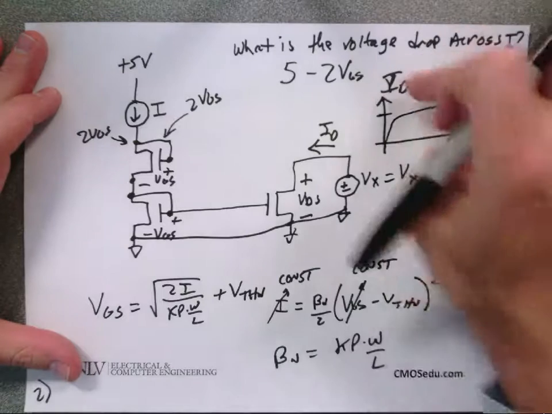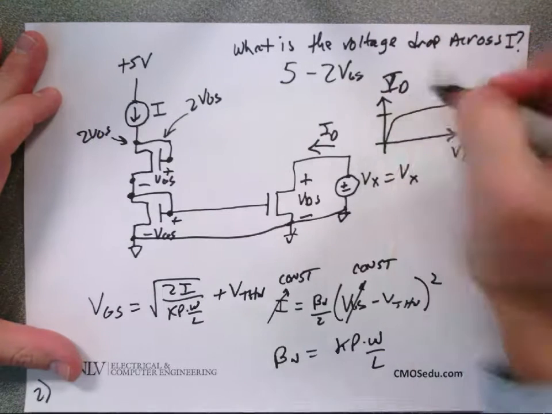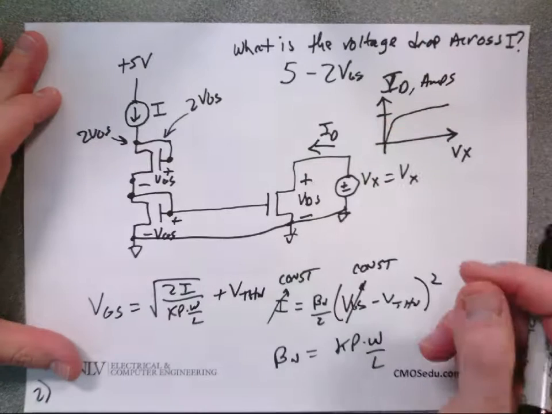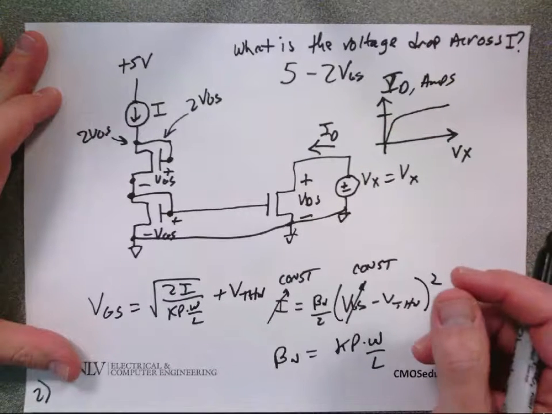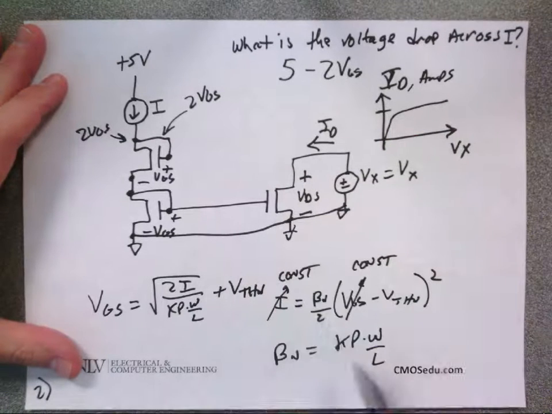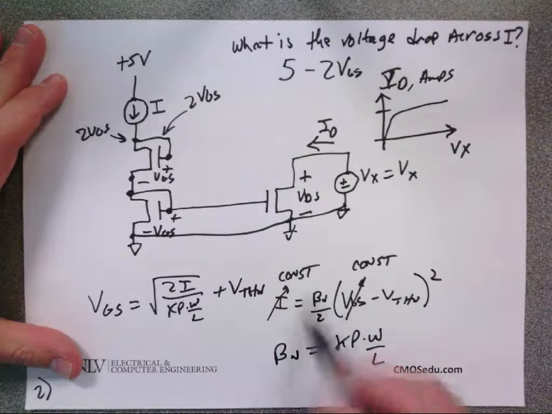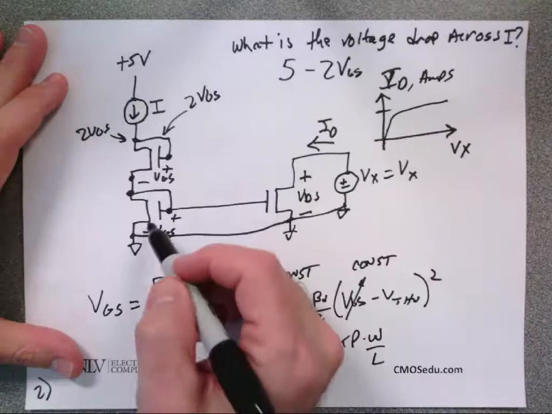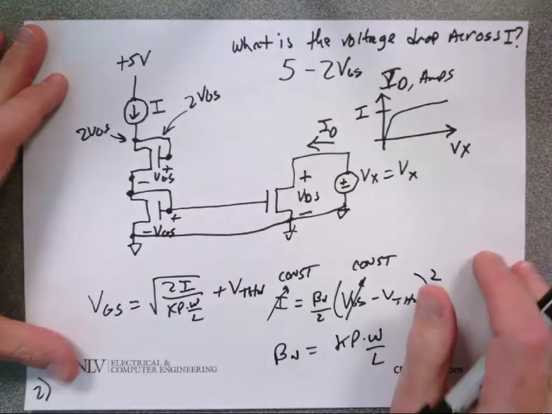Well, wait. ID is on this, so this has got to be a current. So what is that current? Yeah, it's I. It's got to be. I got the same VGS, the same size. If I have the same VGS, the same size, it's got to be the same current. This guy is mirroring the current in this one. Everybody follow that?